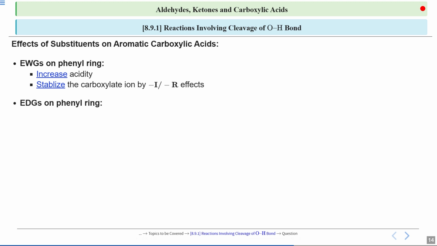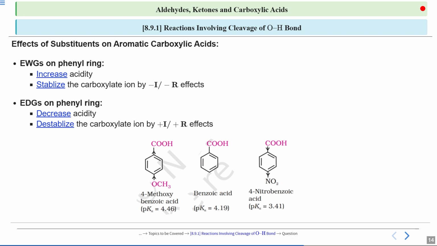And if I talk about electron donating groups on the phenyl ring, then they have the opposite effect compared to electron withdrawing groups. Electron donating groups decrease the acidity of the aromatic carboxylic acid, that is, they make it harder for the acid to release a proton. The electron donating groups destabilize the carboxylate ion through +I or +R effect, and this destabilization explains the decrease in acidity.